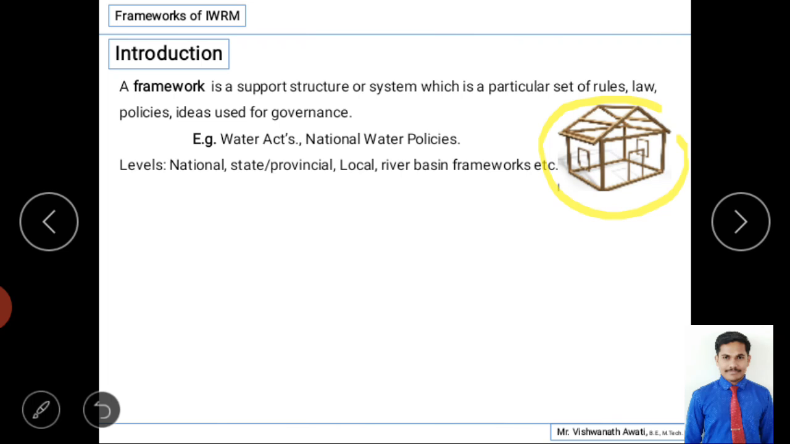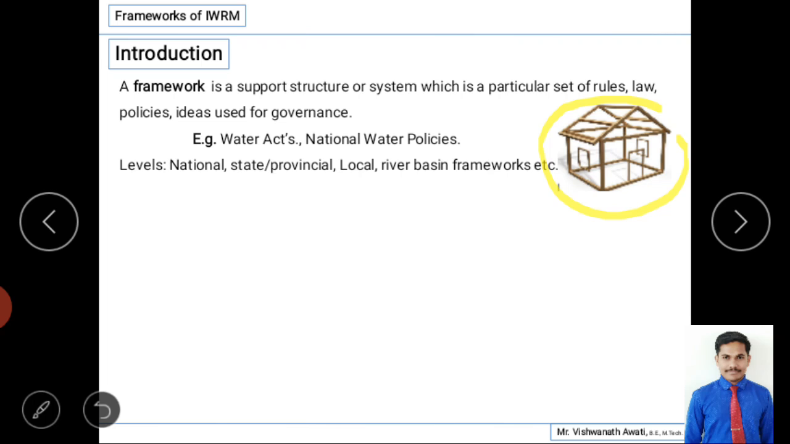So here also, the framework for implementation of integrated resource management helps us with the outer boundary. Within these rules and regulations only we have to manage the water resource, right? So now we'll understand what we mean by framework.